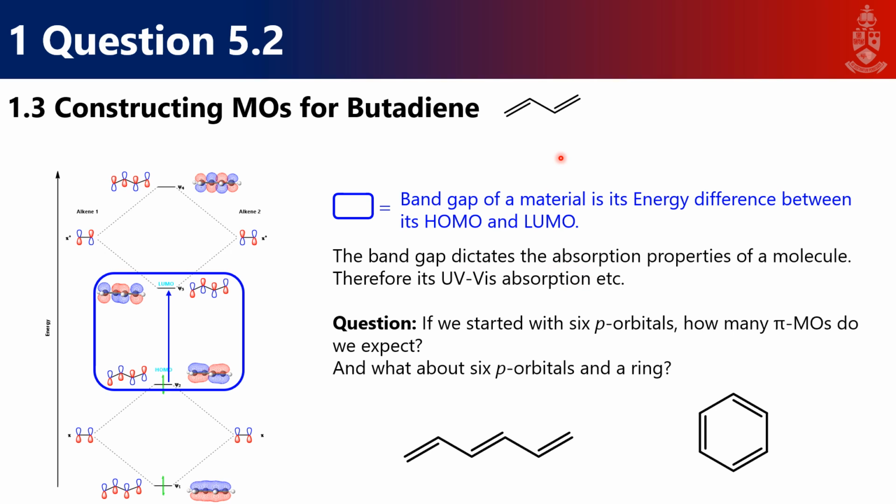So remember here, we started with 4 p orbitals. So now if we add an extra p, another double bond, so in other words, we start with 6 p orbitals. How many pi molecular orbitals do you expect? Okay, very easy, right? You can also just calculate it and look at it. And then also consider it in terms of, if we put it in a ring system, does that change things? Just think about that.